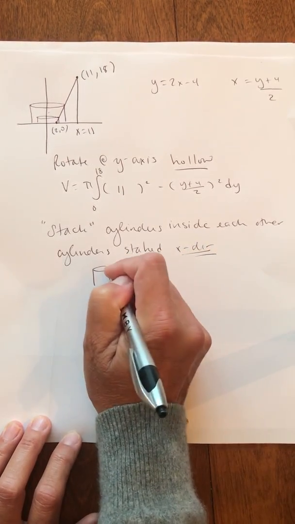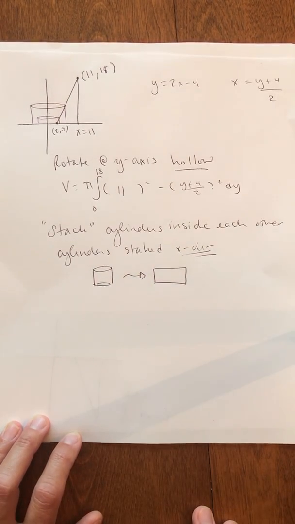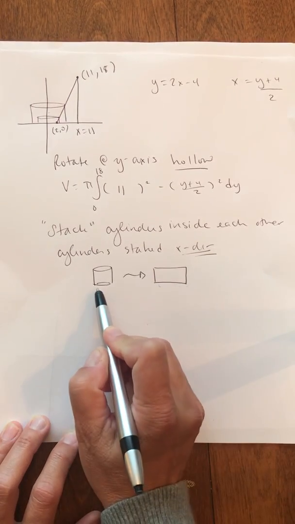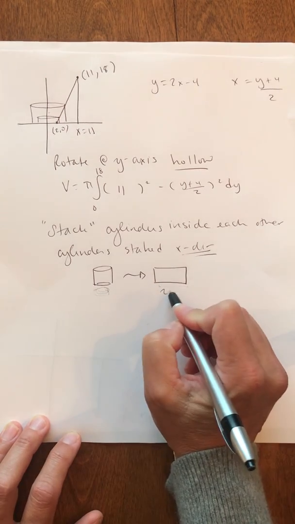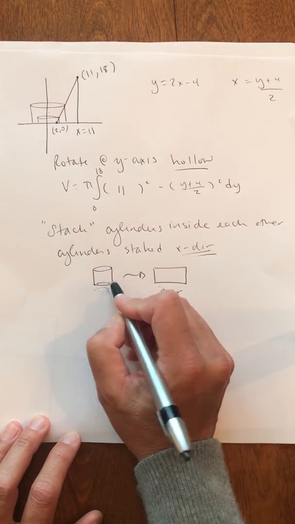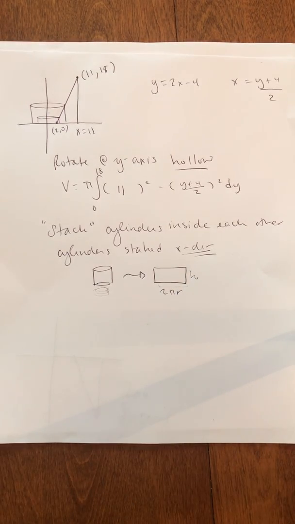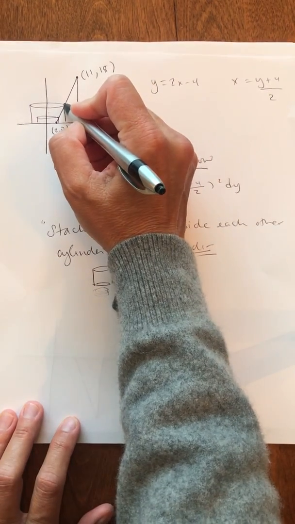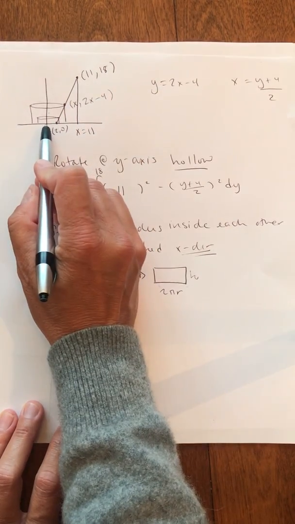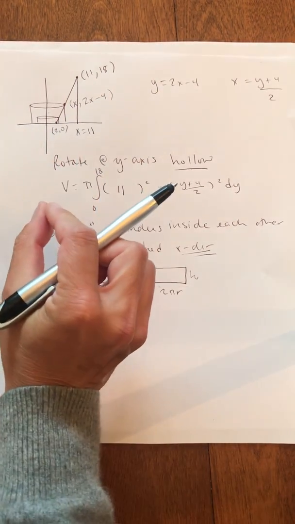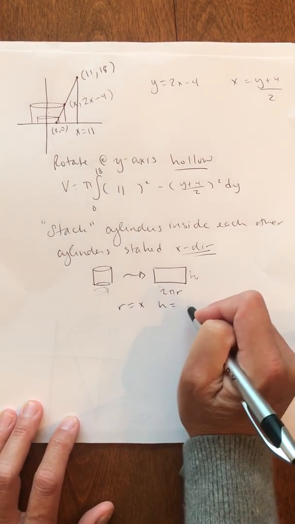So if I take my cylinder and I unroll it, it is now a rectangle. And the base of this rectangle is the circumference of the circle. So this is 2 pi r, and then the height of my rectangle is just my height. If I look up here at my arbitrary cylinder, every point on here is (x, 2x minus 4). So as I move my cylinders out, my radius is always x, and my height is always my function.